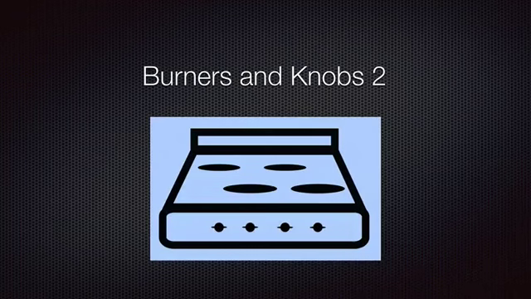Now, one alternative to the burners and knobs arrangement is to design a stovetop such that the burners are offset from one another. So in this case, rather than having the front and back left burners directly in line, by off-centering them, you give a better indication of which knob is going to correspond to which burner.